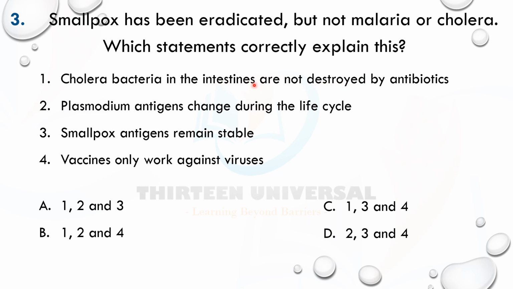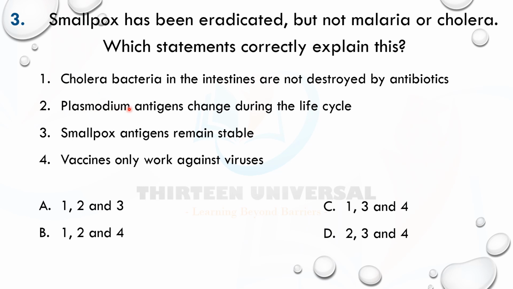Okay, so we're not talking about antibiotics, we're talking about antibodies. However, this is a typo error. This is supposed to be antibodies. Cholera bacteria hide the antigens in the small intestine. That's called antigenic concealment. So this is why cholera is not easily destroyed by antibodies.